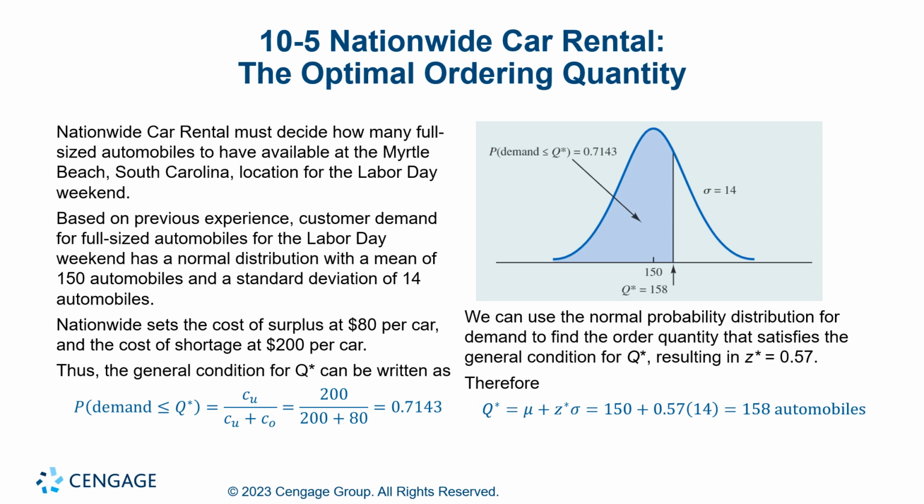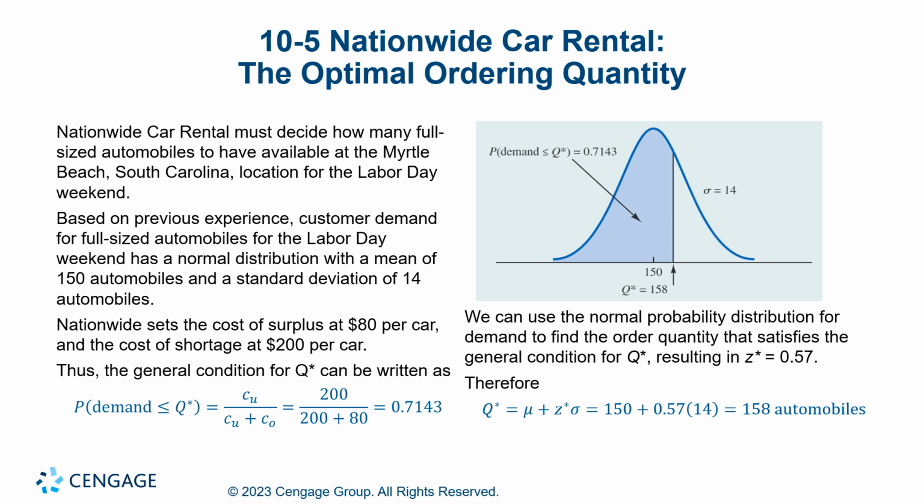Based on previous experience, the customer demand for full-size automobiles for the Labor Day weekend has a normal distribution with a mean of 150 automobiles and a standard deviation of 14 automobiles. In the previous example, we were considering a uniform distribution, and this time around it is a normal distribution, so there are some variations in the demand.